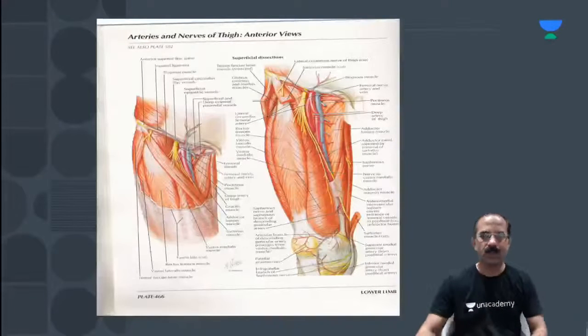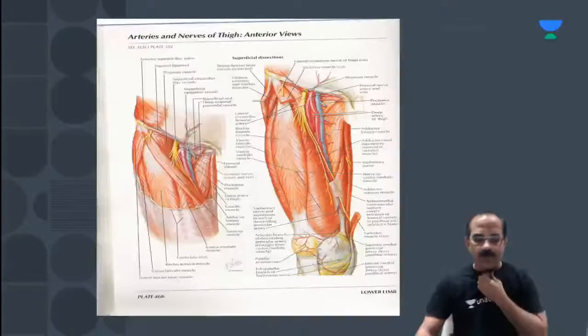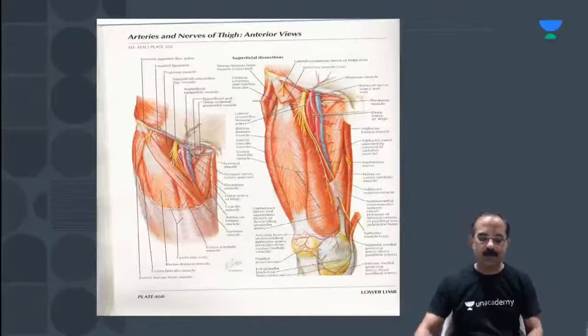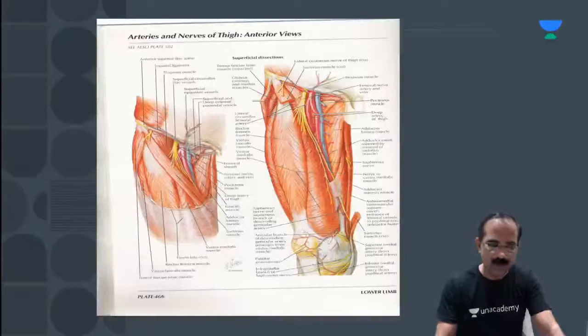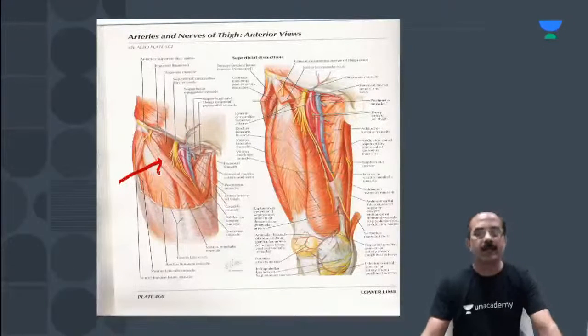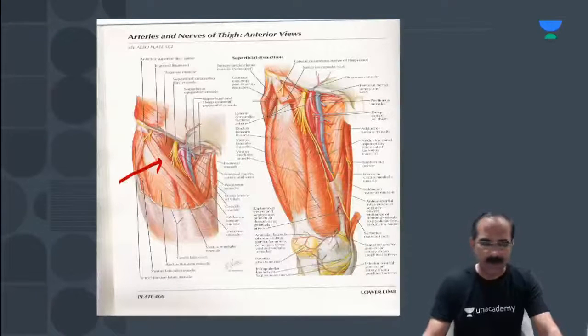This is specially focused for the first year prof students, but understanding the muscles will be equally important for the rest of you also, so you can all attend this lecture and understand the concept. Starting with the anterior compartment of the thigh, what is this muscle here? This muscle is the sartorius.